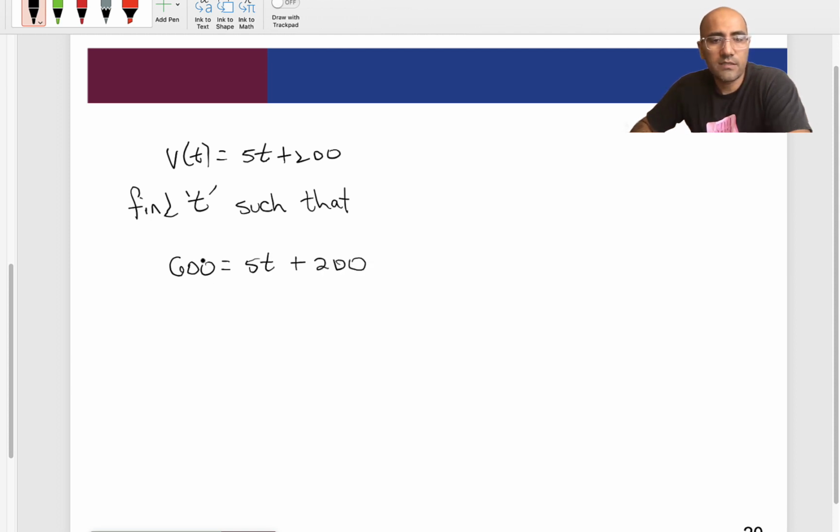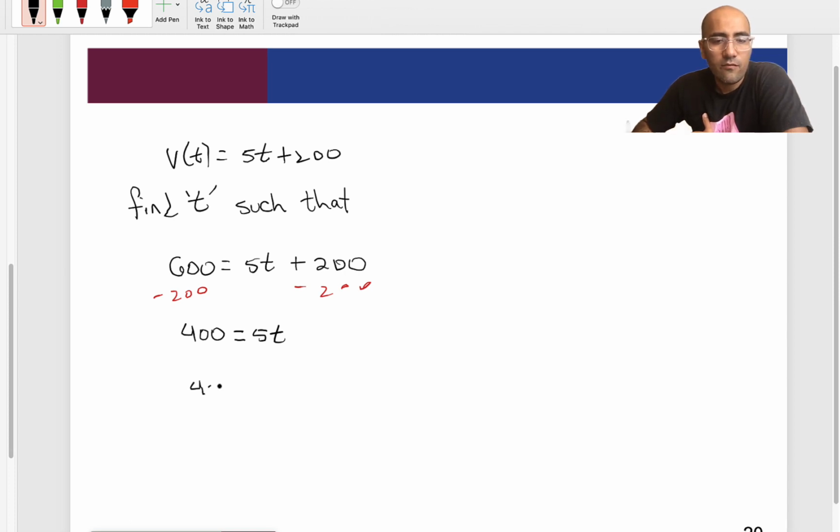Right? 600 is the volume. Don't confuse that 600 to be a value of t. It's the volume. We want to know when the volume will reach 600. So this is a simple equation to solve. Minus 200 on this side, minus 200 on this side, we end up with 400 equals 5t. Divide both sides by 5.